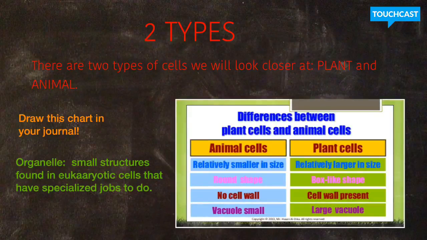There are two types of cells that we're going to take a closer look at: the plant cells and the animal cells. Please make sure you draw this chart in your journal, along with everything I say, if you can, and especially everything that's on the screen. We're going to take a look at the different types of organelles inside these cells. An organelle is a small structure found in eukaryotic cells, and they each have special jobs to do.